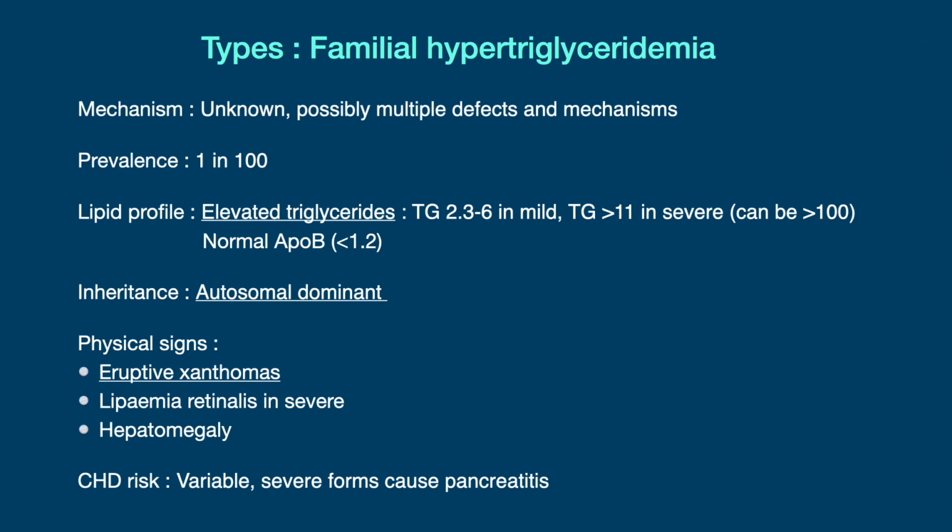Last but not least, familial hypertriglyceridemia. The mechanism behind this condition is unknown. Prevalence is about 1 in 100 people. You would expect elevated triglyceride levels. Clinical signs include eruptive xanthomas and lipemia retinalis in severe cases.